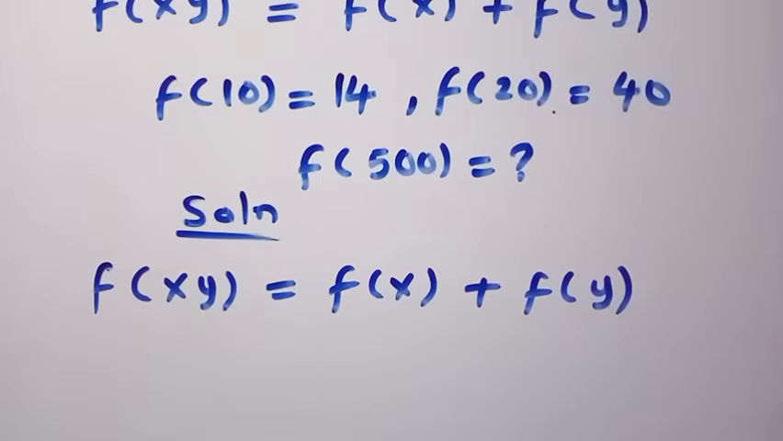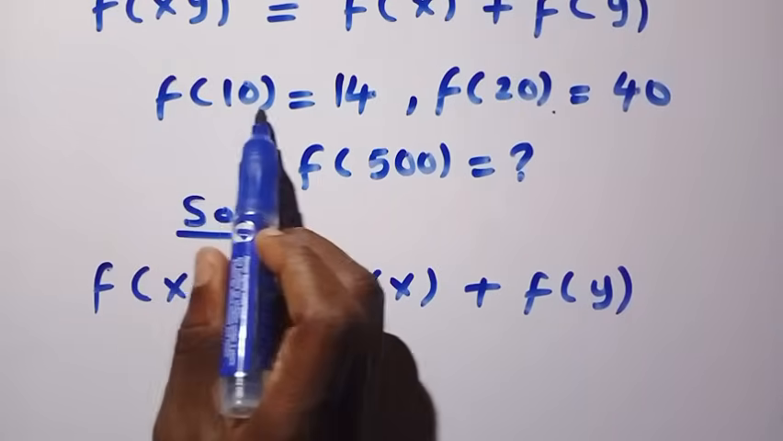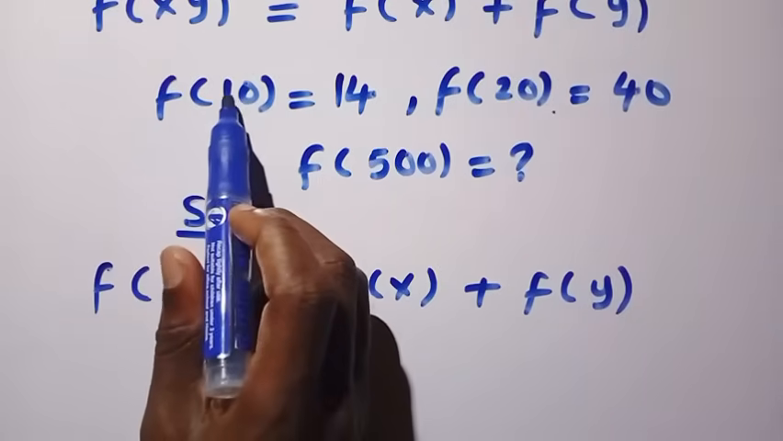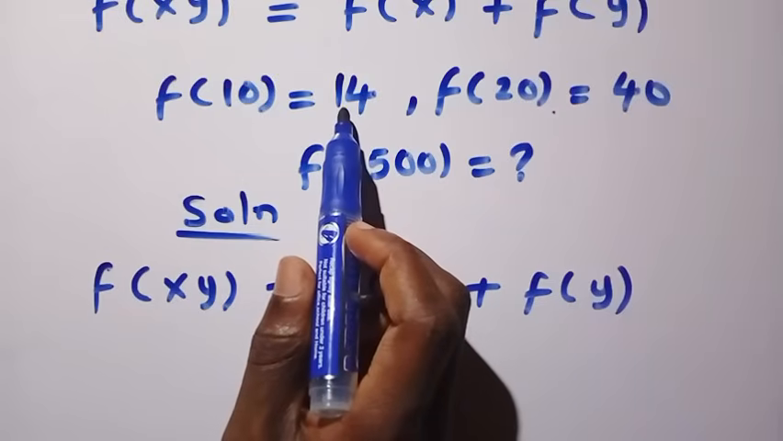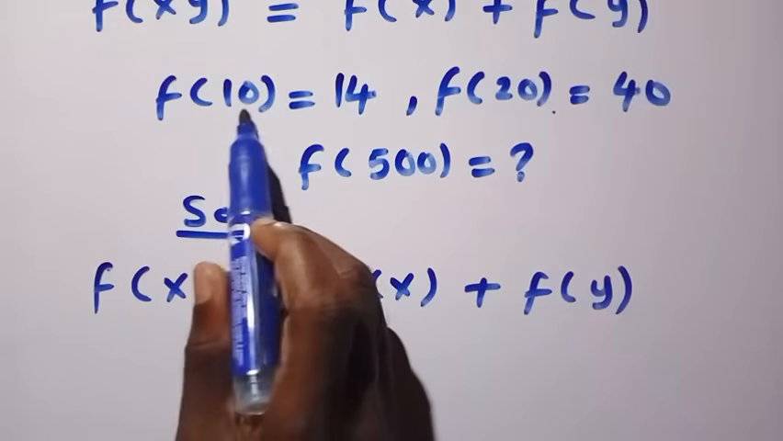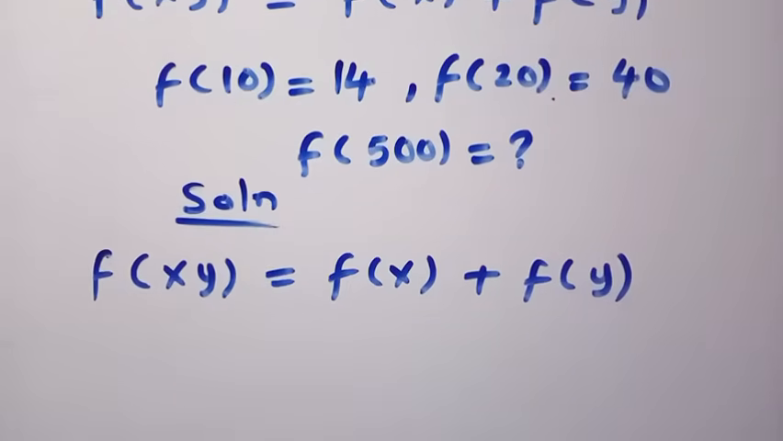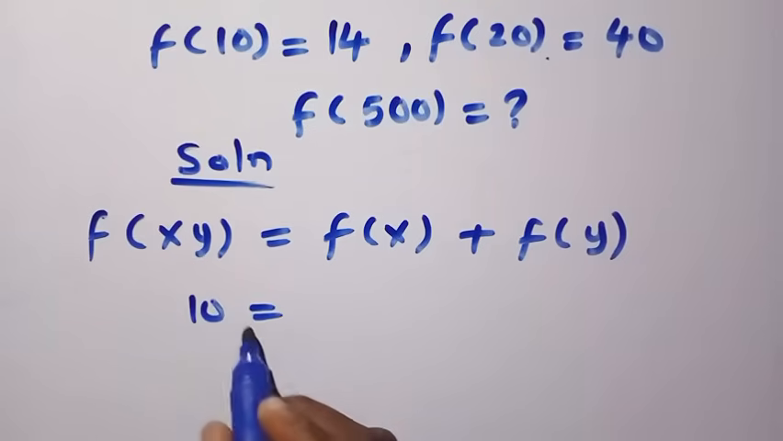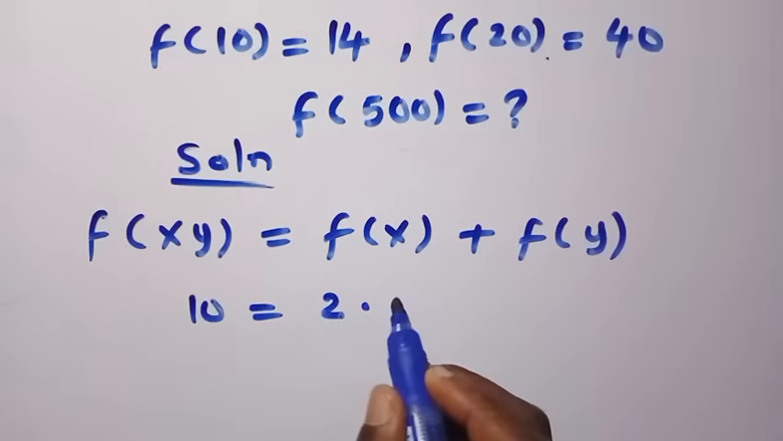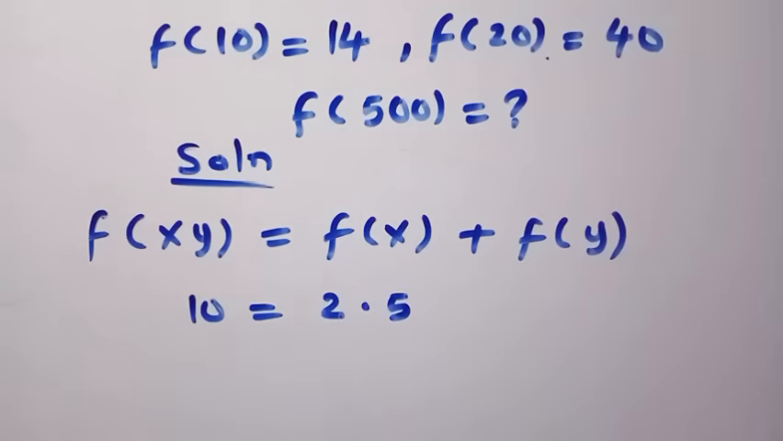If this is known, we have f of 10. The domain of this is 10. So there is a particular formula that makes this one equal 14. If this is 10, let's consider the prime factors of 10. The factorization of 10 is 2 multiplied by 5. This is the prime factorization of 10. And also we have 20. So 20 also has a prime factorization of 2 to the power of 2 multiplied by 5.